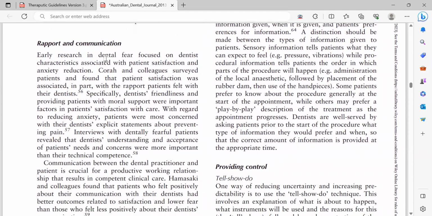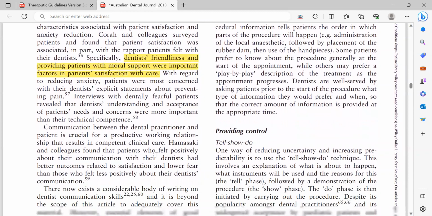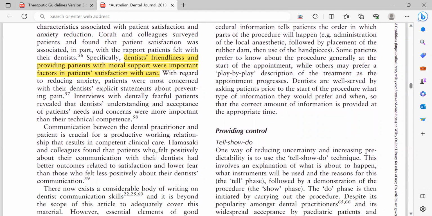Then rapport and communication. Your communication plays a very major role here, because the dentist's friendliness and providing the patient with moral support were important factors in patient satisfaction with the care. So you need to not make the patient uneasy in your appointment. You need to make sure that you say, it is very normal to see dental fear or anxiety in the dental setting. It is very normal, and we will work around you, and we will make sure that you are comfortable before we start any procedure on you. And everything is under your control. You can stop us as many times as you want.